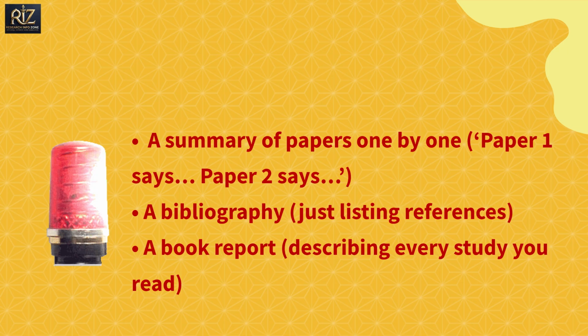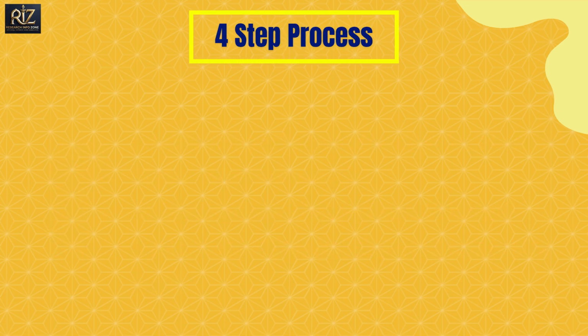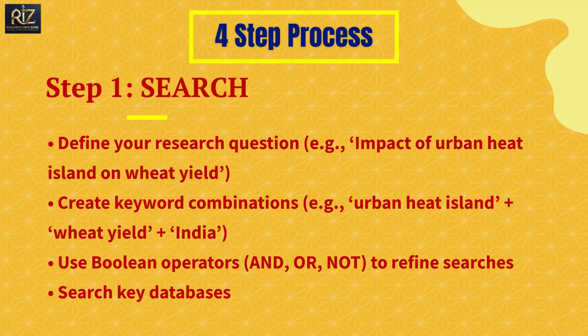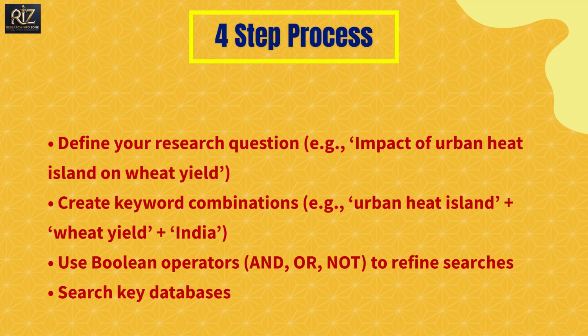Here's the 4-step process. Step 1. Search. Define your research question like, impact of urban heat island on wheat yield. Create keyword combinations such as, urban heat island plus wheat yield plus India. Use Boolean operators and, or, not, to refine searches. Search available key databases.